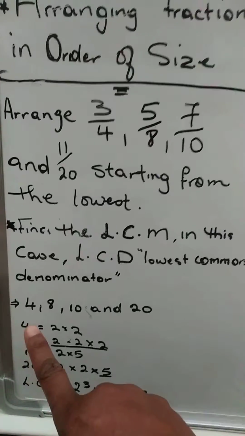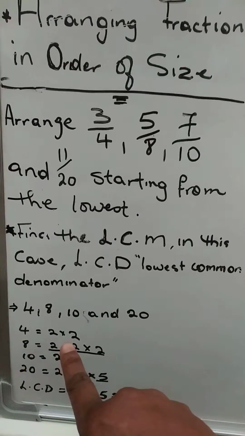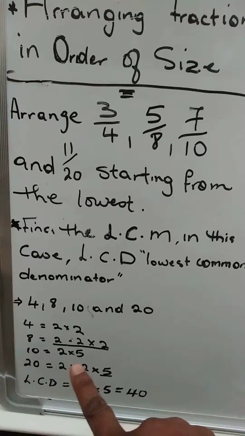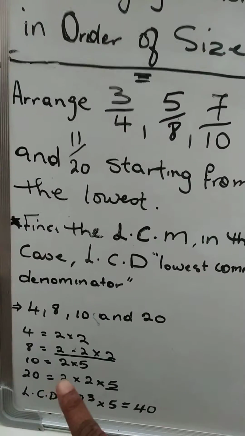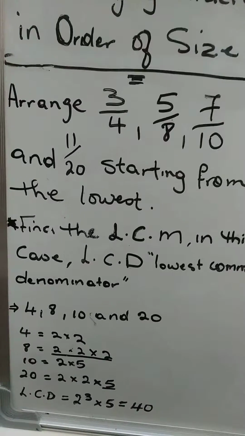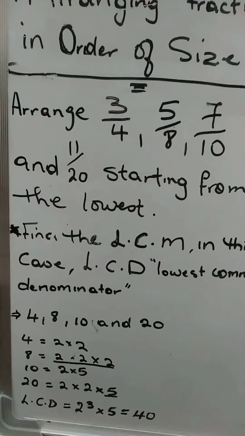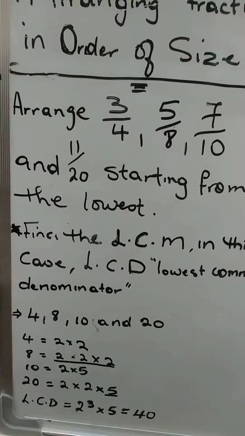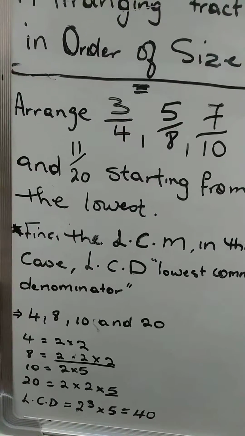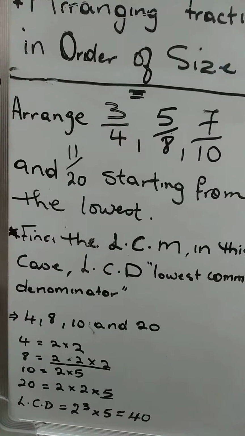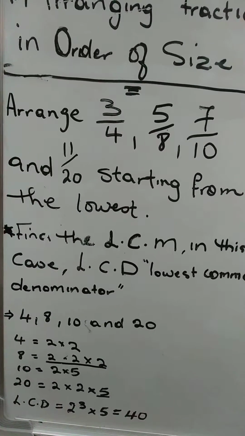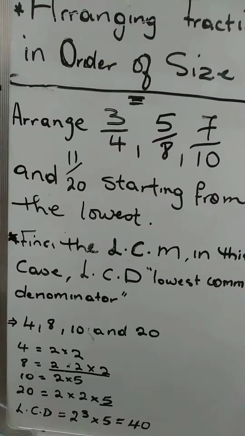First, we find the factors of 4, then the factors of 8, then the factors of 10 and 20. The factors of 4 are 2 times 2, the lowest factors. Factors of 8, 2 times 2 times 2. For 10, it's 2 times 5. For 20, it's 2 times 2 times 5.